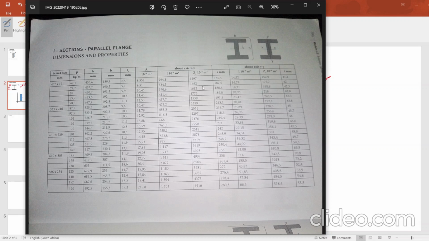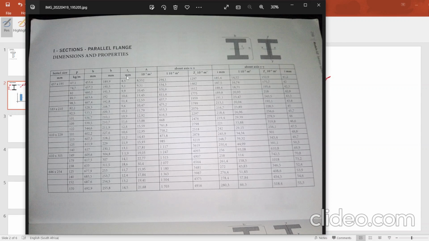Then the second column here is for the Z section modulus. But we're not going to use the section modulus here. We will be using the section modulus in most cases to select the profile of the beam, but it's one question that we will deal with later. For now, can we ignore the I, the Z, and this I? Can we ignore them for now? We will use them later.